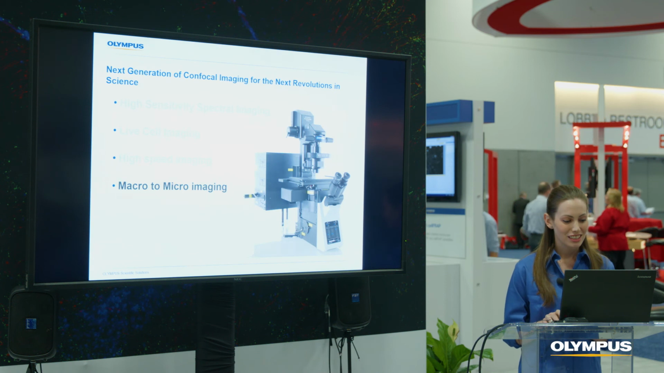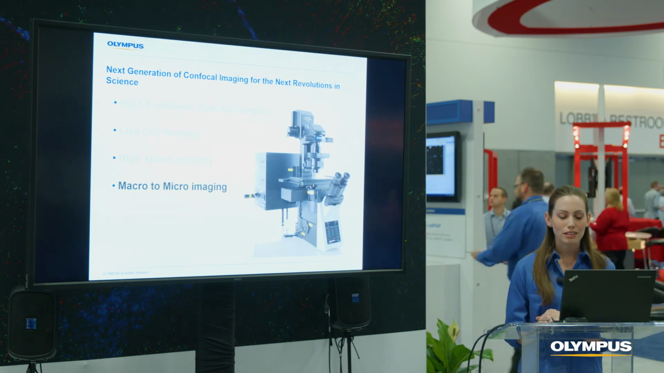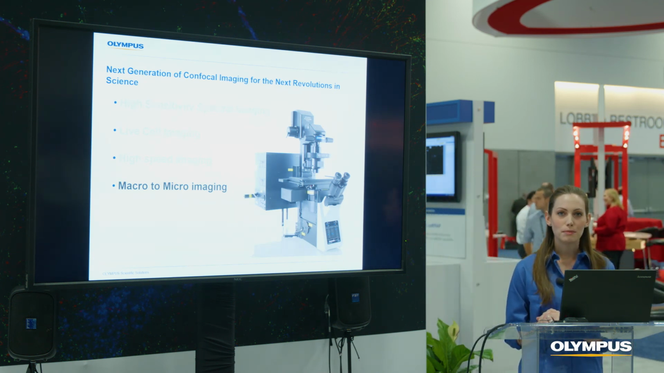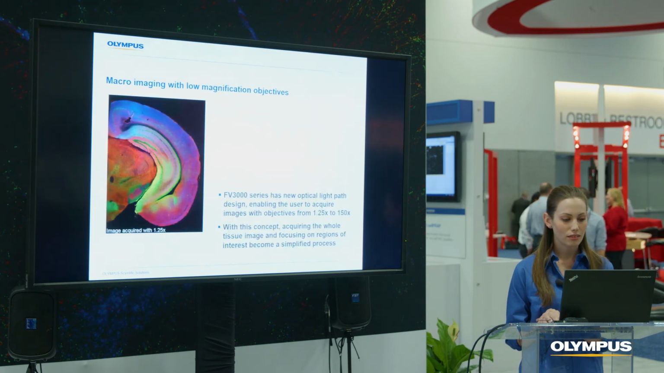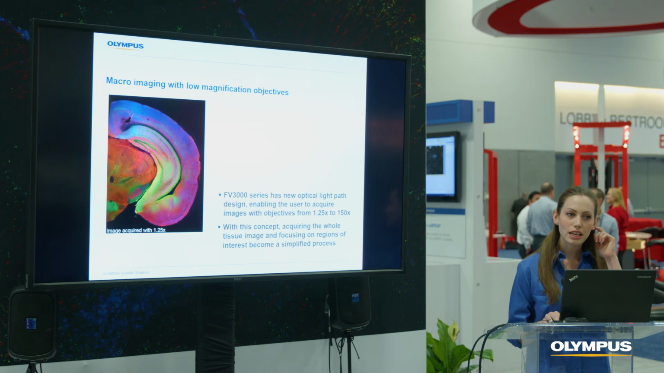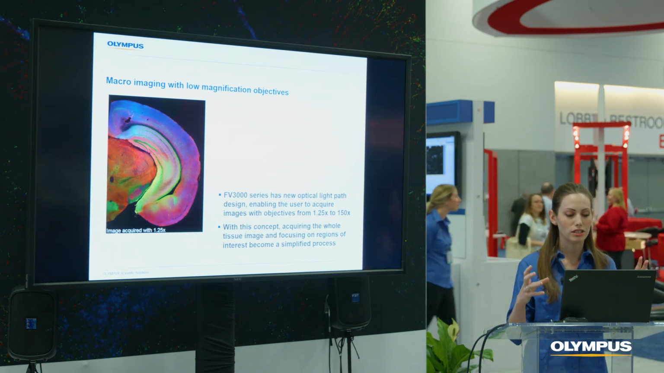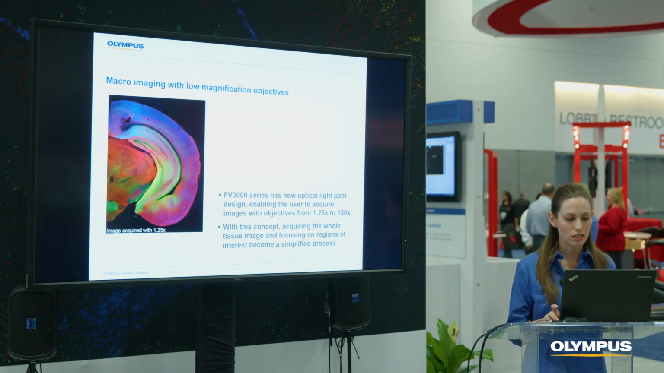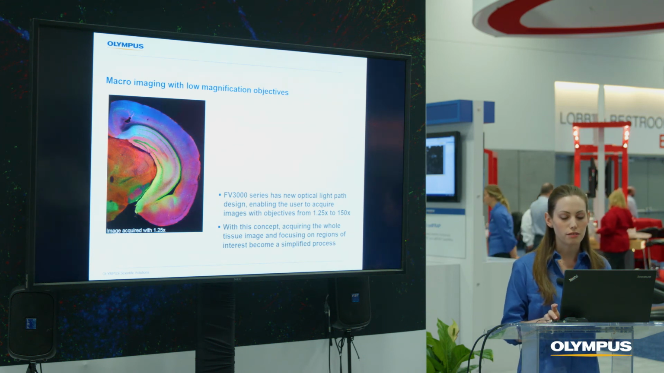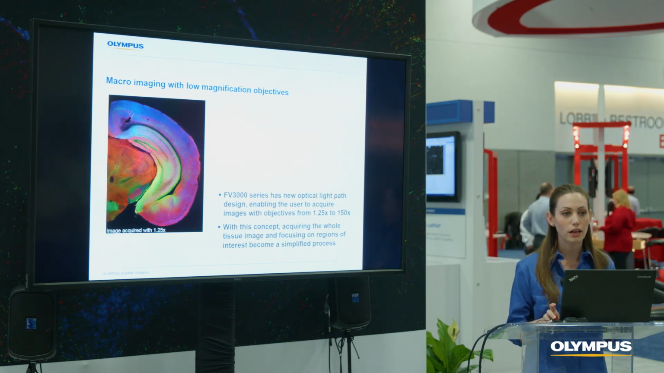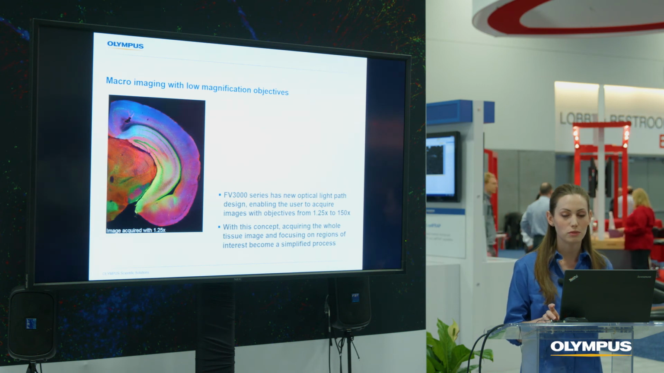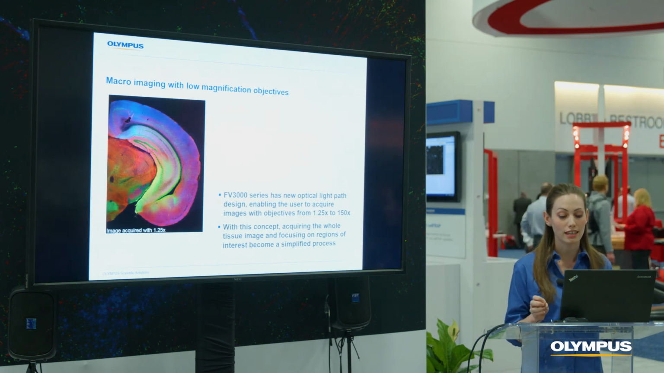So lastly, we'd like to talk about some of the advances in macro to micro imaging in confocal microscopy. And this is really going to allow the user to capture the entire image of your sample and dig down into really fine details. And so with the new optical light path in the FluoView 3000, you can acquire images using 1.25x objectives all the way up to 150x objectives.